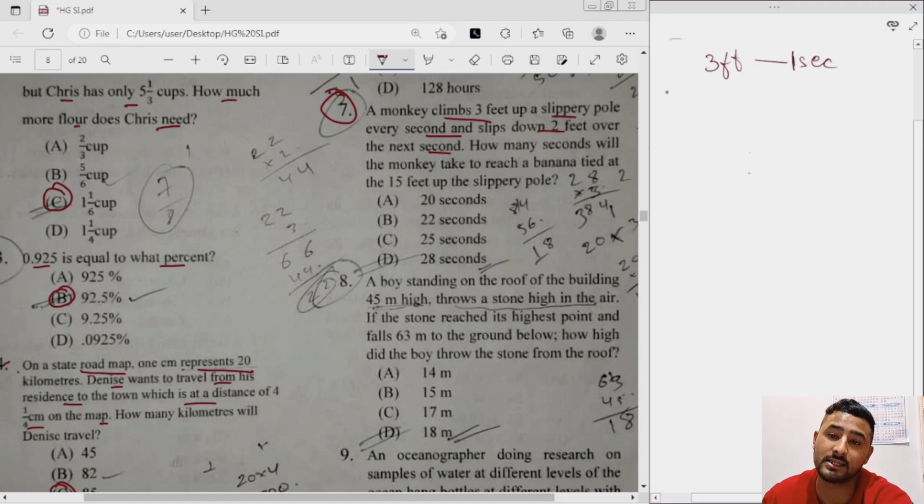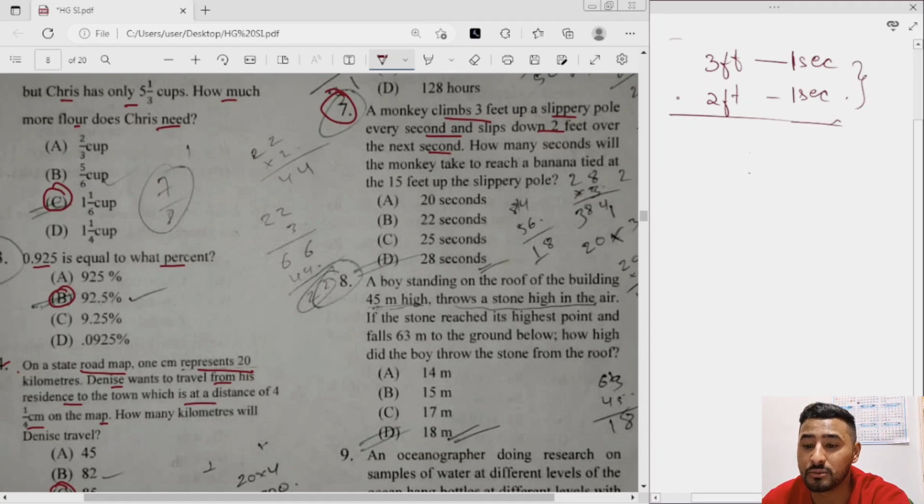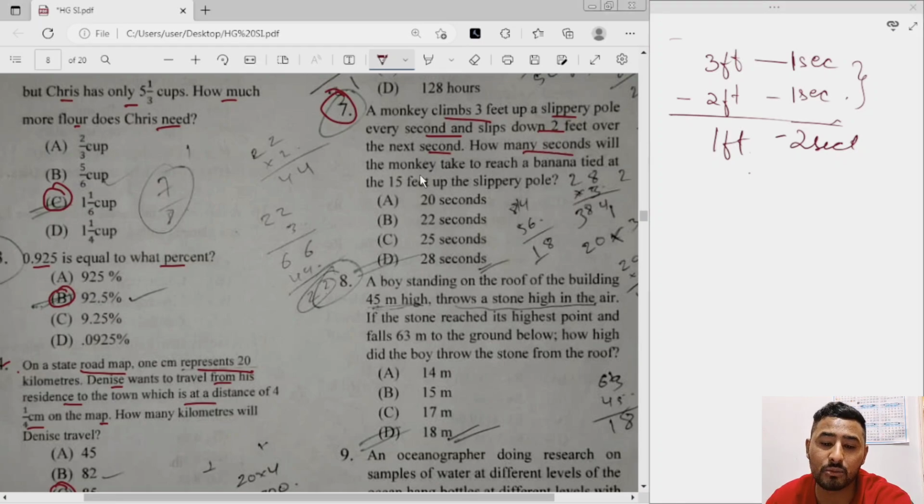As soon as the other second comes, he will slip down by 2 feet. Okay, 2 feet in the other 1 second. So in 2 seconds, how much will this monkey cover? Minus this one, he'll get 1 foot in every 2 seconds. Now this will continue up to where? How many seconds will the monkey take to reach the banana tied at 15 feet of the slippery pole?